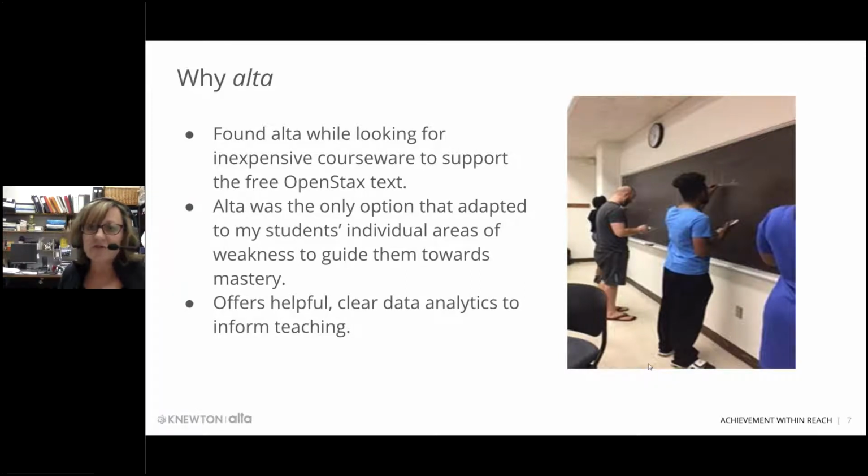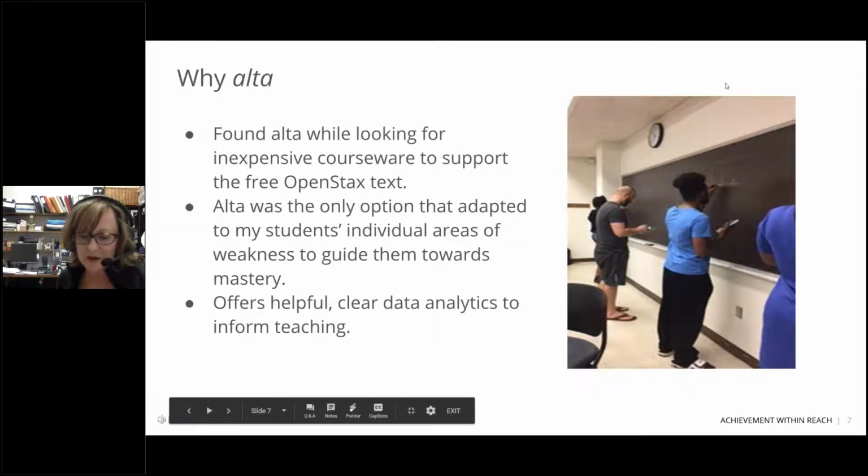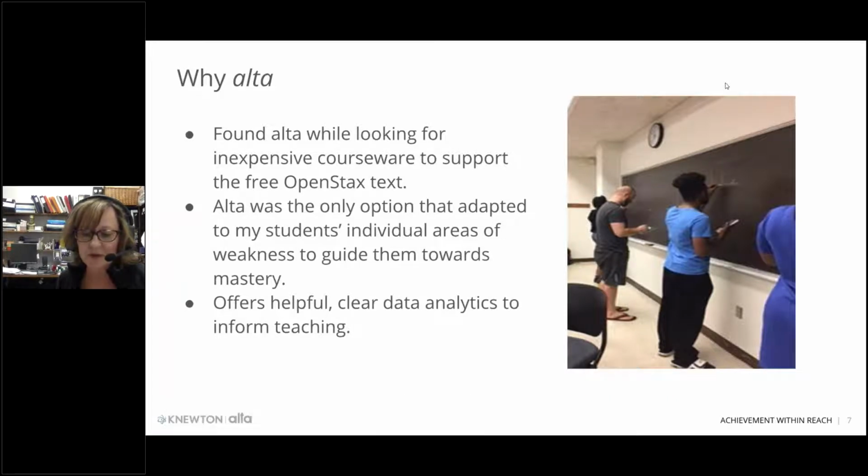I do want to give a shout out to my colleagues at our Forest Park campus. They were really the leaders in our district with using open ed resources. They've been using it for probably 6 years now. So I needed a courseware to go with the OpenStax and started looking at the different OpenStax allies, and that's how I found Knewton and Alta.